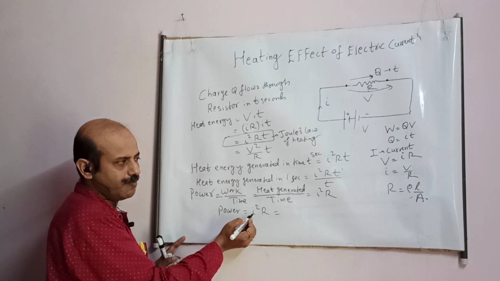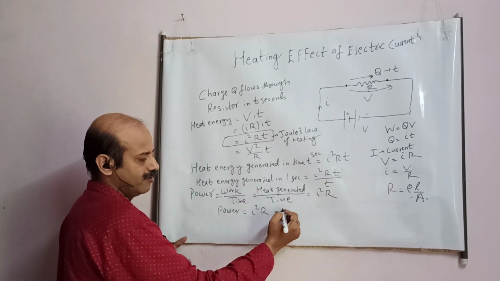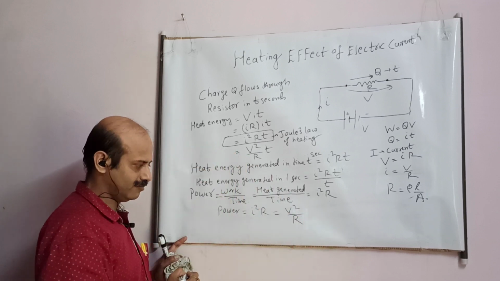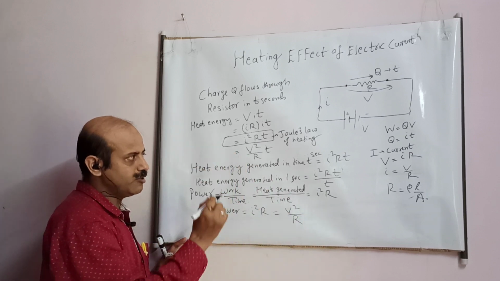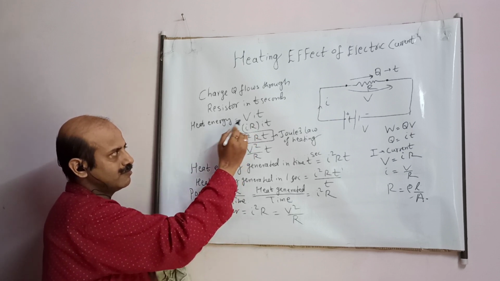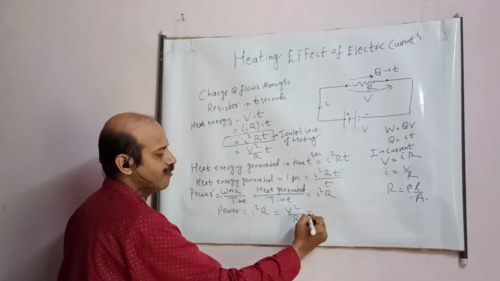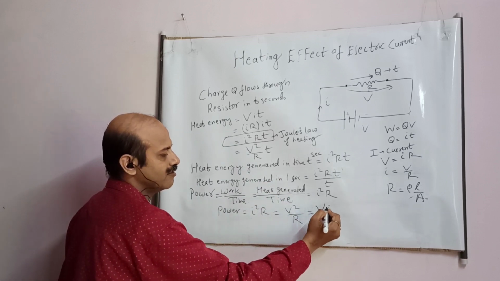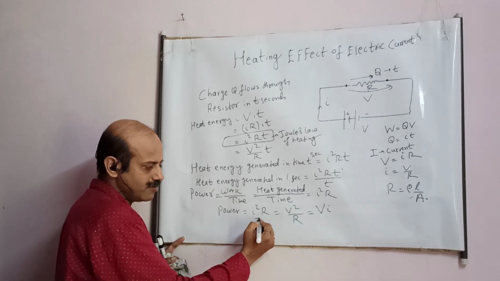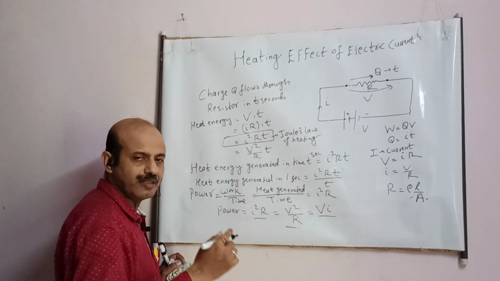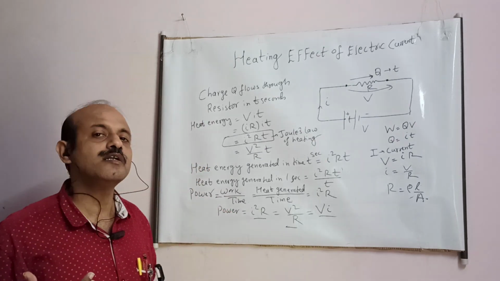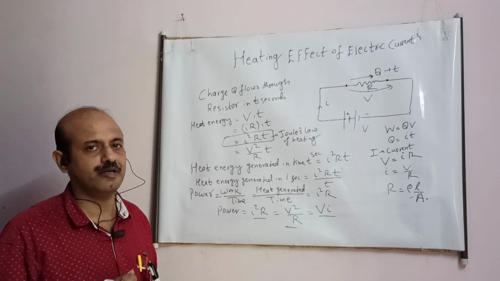This formula can be converted into various forms. I, you write V upon R. So you will get this formula. Means we are dividing this term by time. Here you divide by time, you will get another formula for power. So student, see these three terms. What are they telling? They are telling the amount of heat energy which is generated per second, per unit time, student.